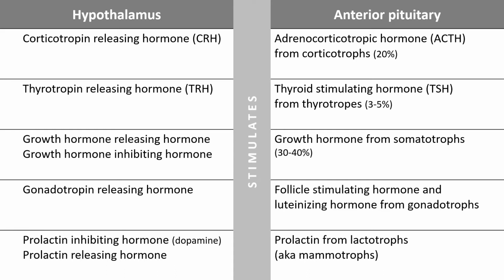So you can see that, in terms of the anterior pituitary axis, we have two sets of hormones. We have one set synthesized and secreted by the hypothalamus, and we have the tropic hormones synthesized and secreted by the anterior pituitary.